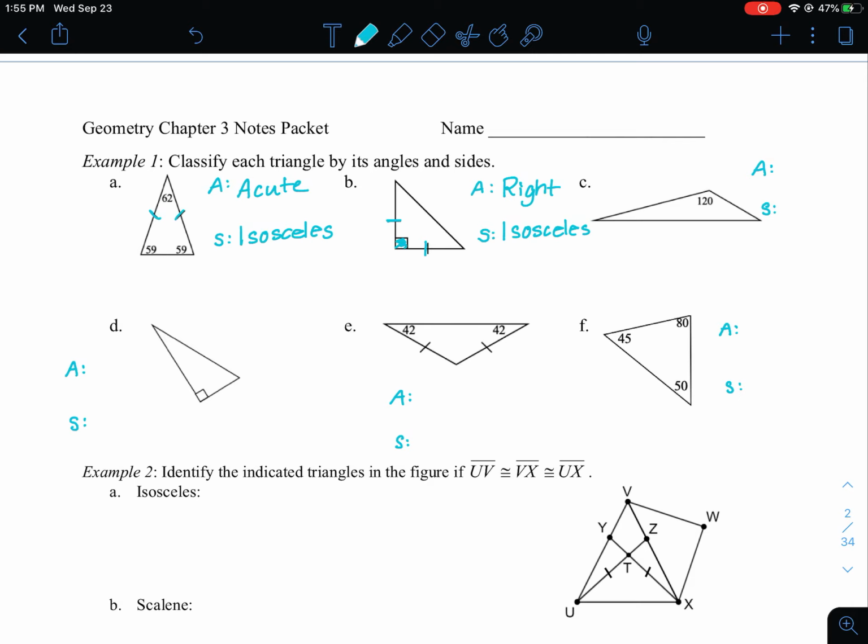All right, for C, if I'm looking at its angles, I do see these two look pretty small, but then I see that 120 degrees, and that's an obtuse angle, so it's an obtuse triangle. I guess I should be putting triangle after all of these. And by its sides, I don't see anything here. There's no congruent markings. So when we see no congruent markings, that means none of the sides are equal, so it's scalene.